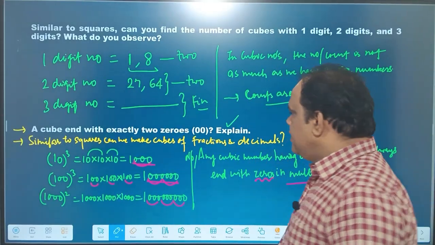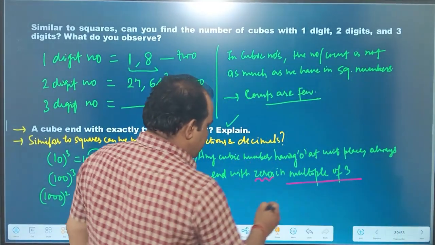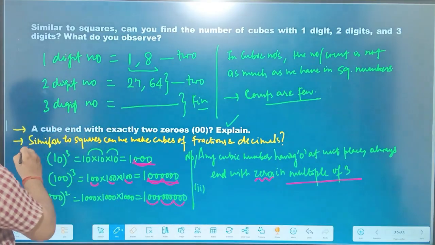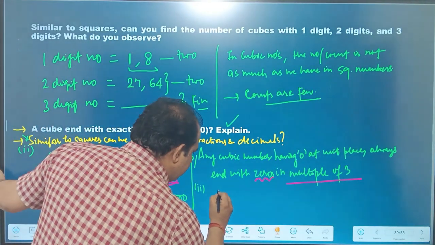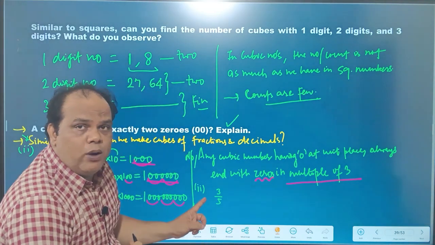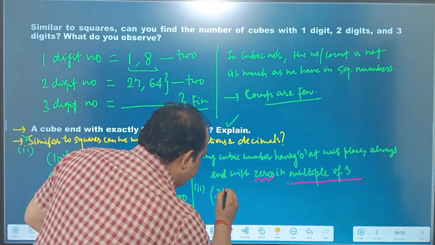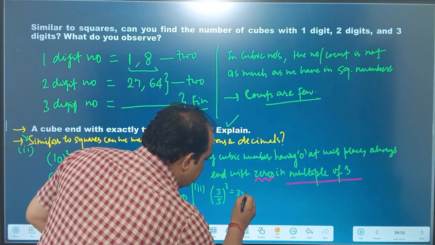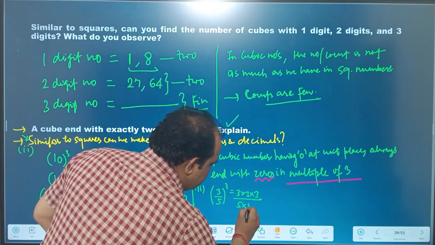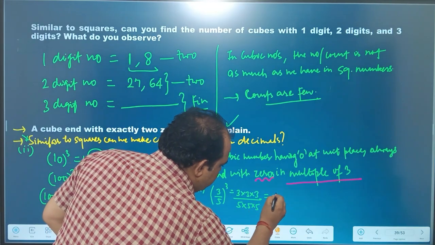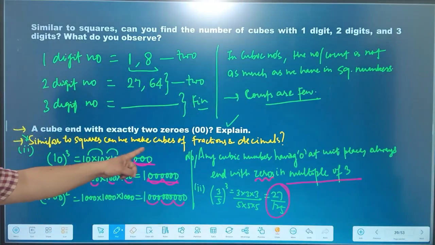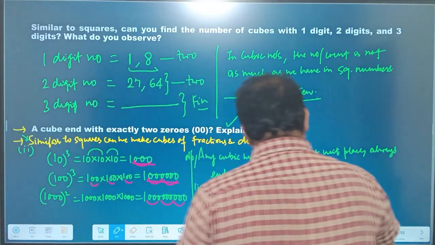Can we do it? Yes, we can do it. Let's say if you have 3 by 5, can you find the cube of this fraction? Yes, of course we can find it, right? So we will write 3 into 3 into 3, three times the numerator and three times the denominator. It would be 27 by 125. So we can find it. It asks, can you do it with decimals also? Yes, we can do it with decimals also.